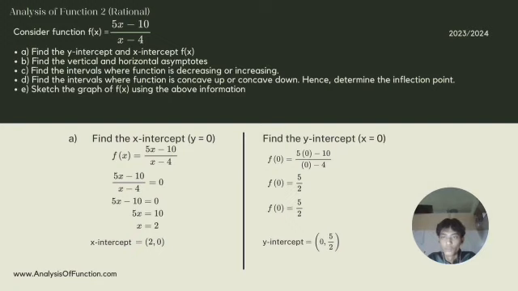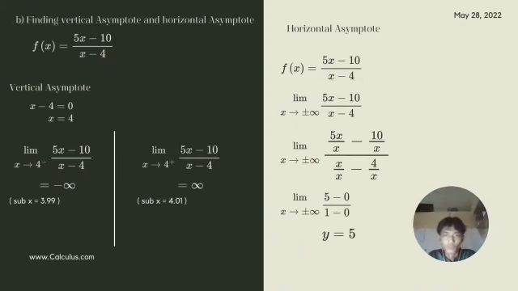Now we move to the y-intercept. For the y-intercept, we have to make the function f of 0. So I will replace all the x in the function with 0, and then we will get 5 over 2. So that's our y-intercept. Now we want to find the vertical asymptote and horizontal asymptote.